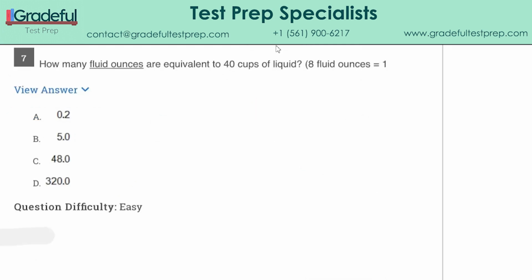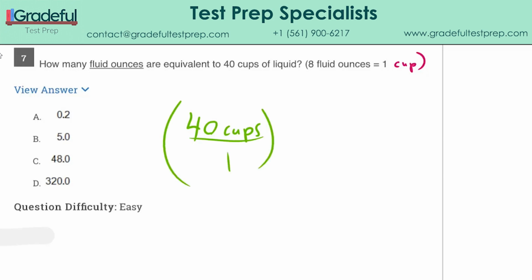So for number 7, it appears that part of the description got cut off, so I'm imagining that says cup right there. And we'll find out if we're right based on our answer. But we have 40 cups, and as we said before, that's the same as 40 cups over 1. And if 8 fluid ounces is the same as 1 cup, that means we can multiply anything we want by 8 fluid ounces over 1 cup, or by 1 cup over 8 fluid ounces.